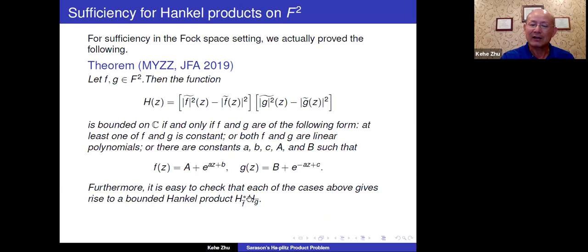So you see, in the case of the Fock space, what they were unable to do for the Hardy space and the Bergman space, we were able to do in this case. If this function is bounded, then this operator is bounded, because now we can check explicitly what happens.